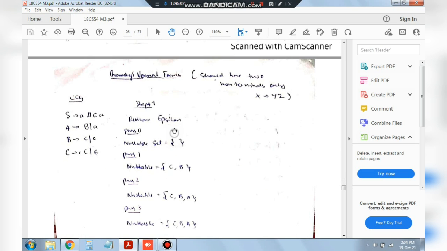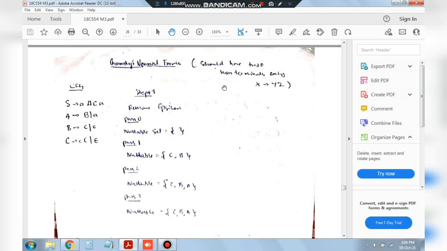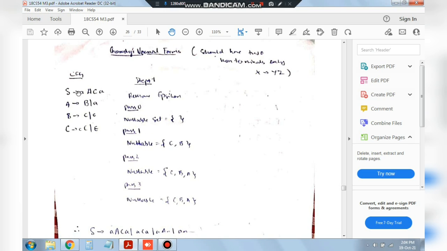The next one is Chomsky's normal form. The rule is that it should have only two non-terminals in the RHS part. So a non-terminal here goes to two non-terminals. If you have a longer string, we'll be cutting it short into a shorter string. Let's see how to do that. For that, the first step is to do the nullable set here. You will be given four statements here in which the non-terminals are going to terminals as well as non-terminals. What we have to do is remove the epsilon first.